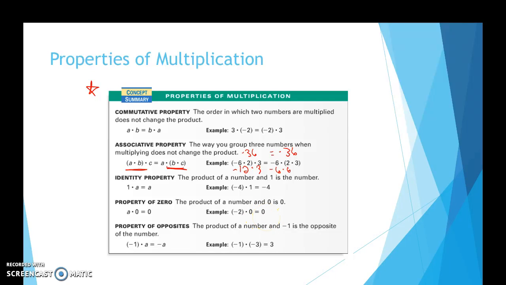And then properties of opposites. The product of a number and -1 is the opposite of the number. So here we have -1 times A equals -A, which means -1 times -3. Negative times negative gives me a +3. We talked a little bit about that on the previous slide. Working with opposites.